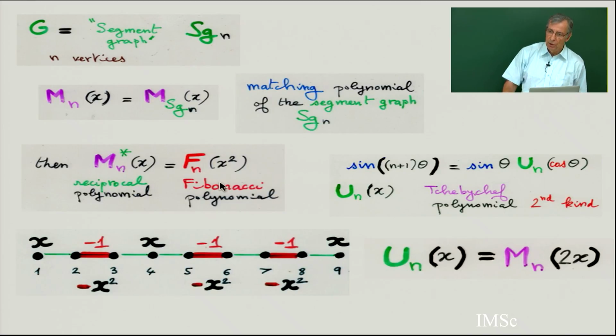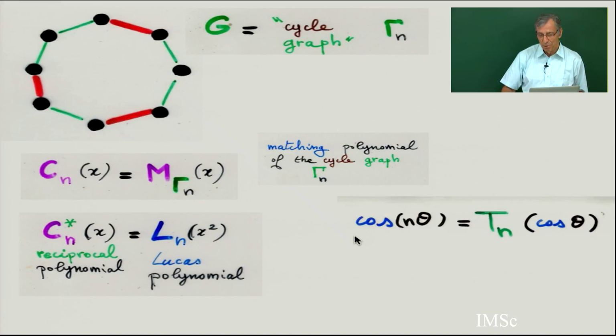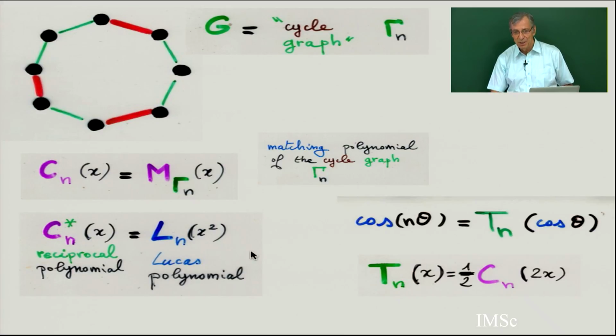Now I go to the Lucas polynomial. For Lucas, the graph is a cycle graph, and I take the matching polynomial of the cycle graph, and then the reciprocal of this matching is again analogous to Fibonacci, L_n of x squared, the so-called Lucas polynomial. And it's beautiful that it's related to this first kind of Chebyshev. The relationship between Lucas and Chebyshev is this one.